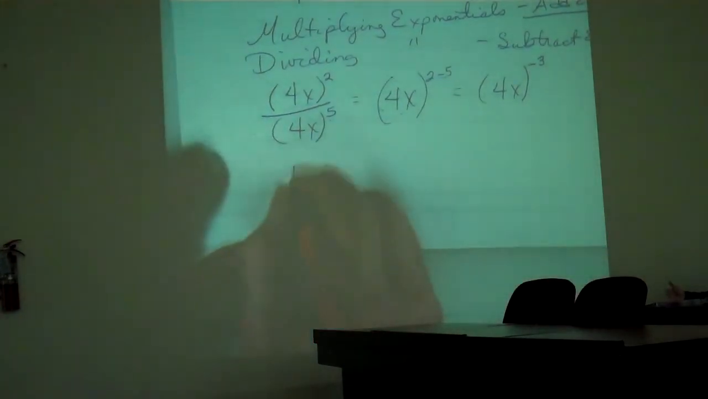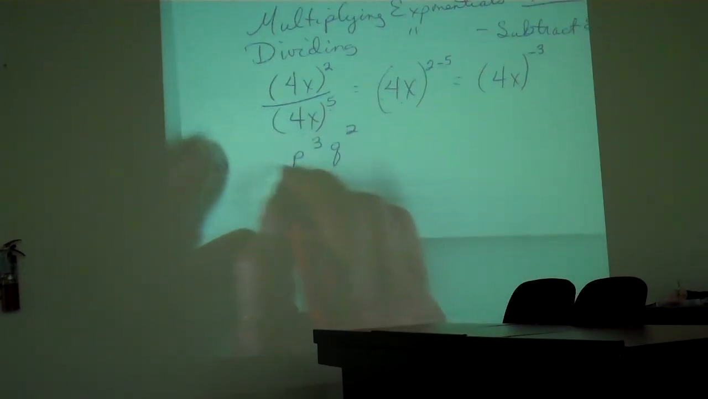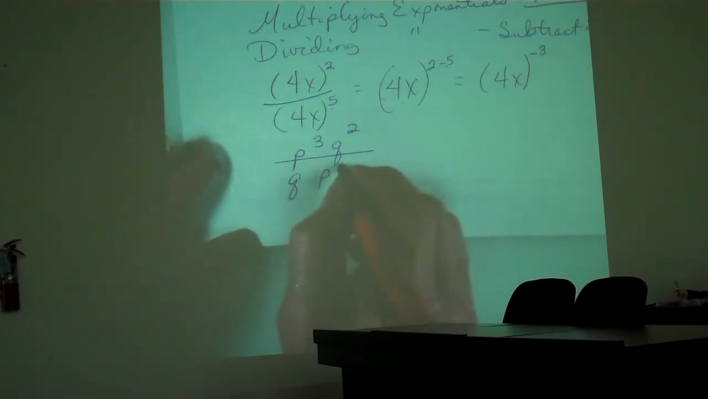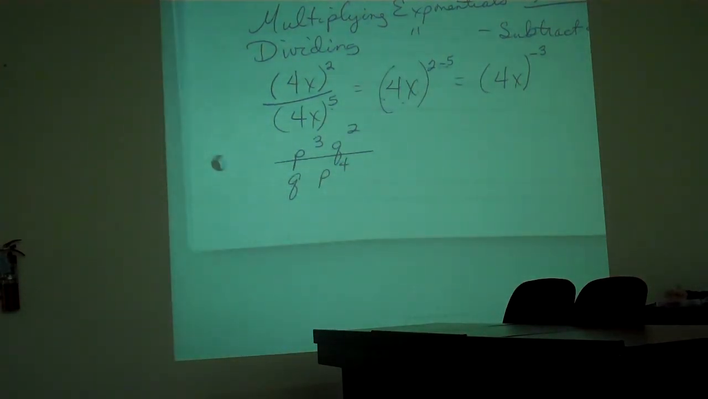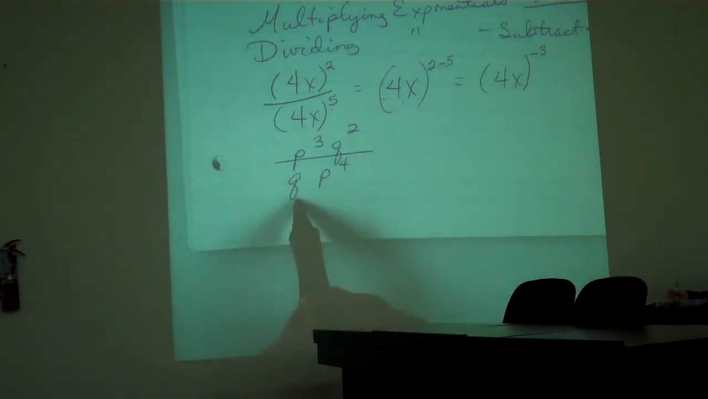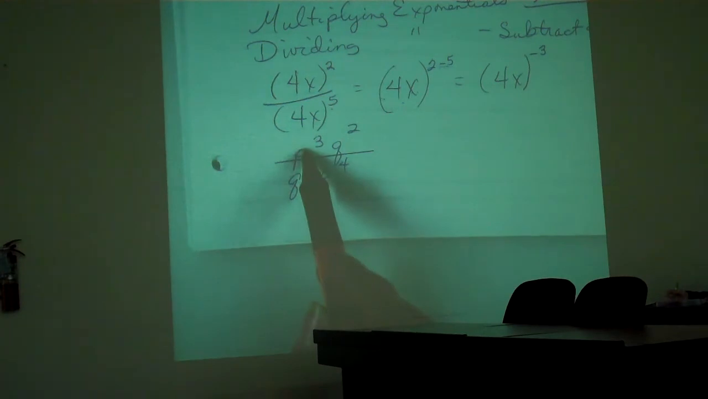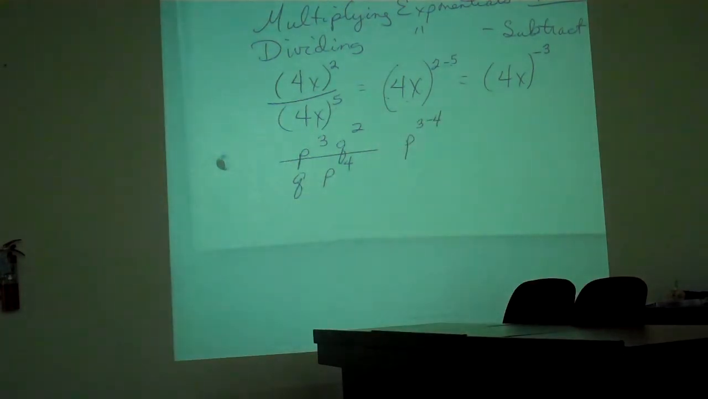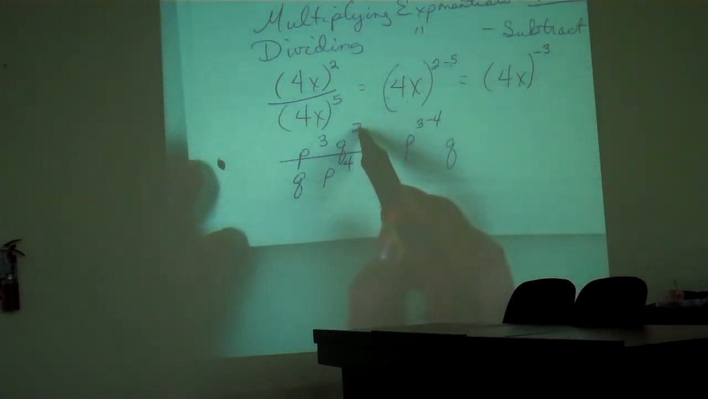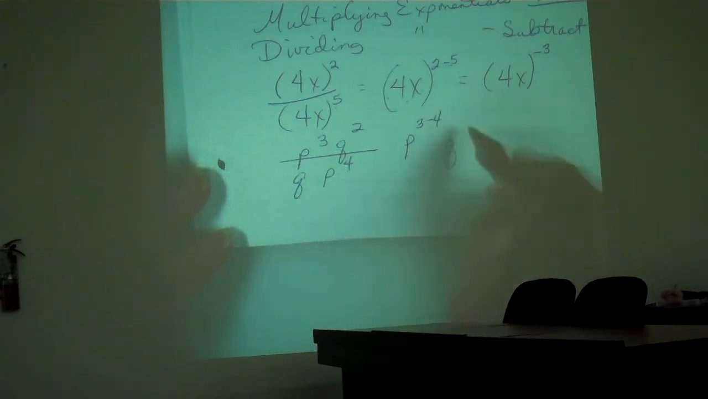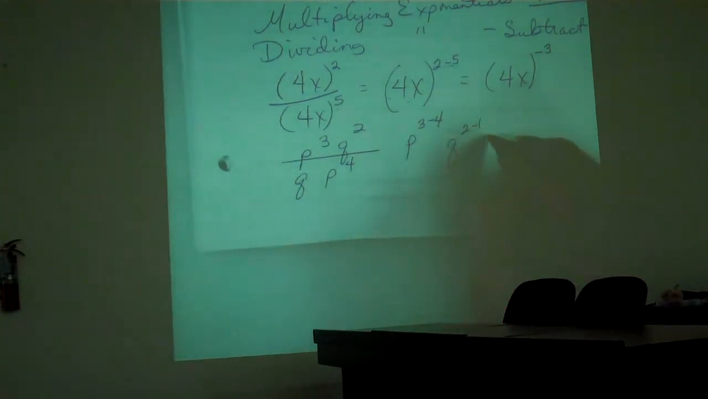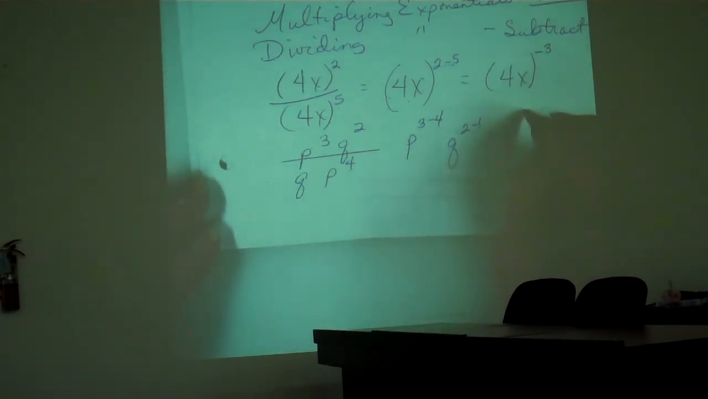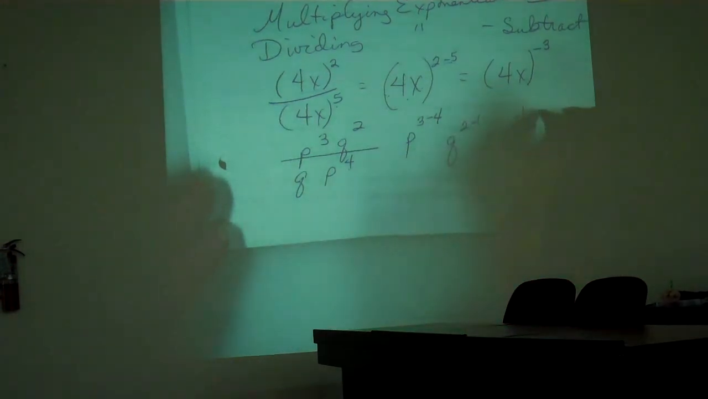Okay, let's spread some variables out here. Let's go p to the 3 q to the 2 over q p to the 4. You could do the p's together and the q's together. So do p to the 3. Since it's over 4, put minus 4. And then the q will be to the 2 minus 1. If there's not anything there, it's a 1, right? So the p is 3 minus 4, negative 1. The q is 2 minus 1 is 1.